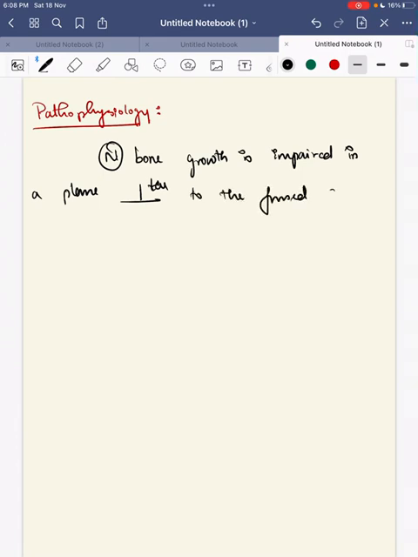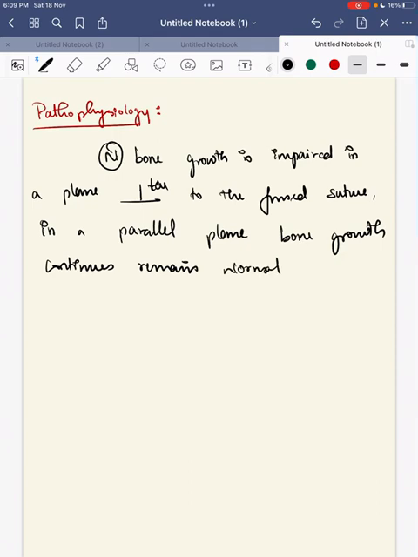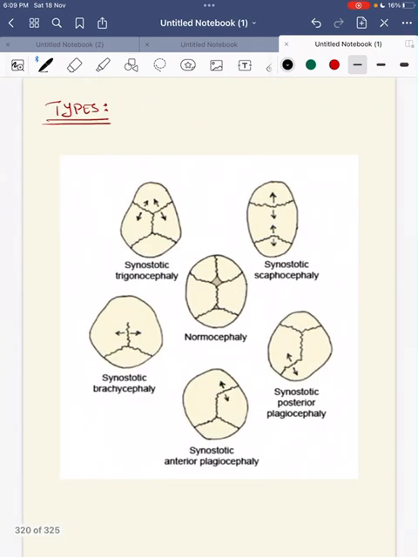Next, going on with its pathophysiology, it occurs mainly because normal bone growth is impaired in a plane perpendicular to the fused sutures. But in a parallel plane, the bone growth continues to remain normal. So this is the reason for the craniosynostosis.